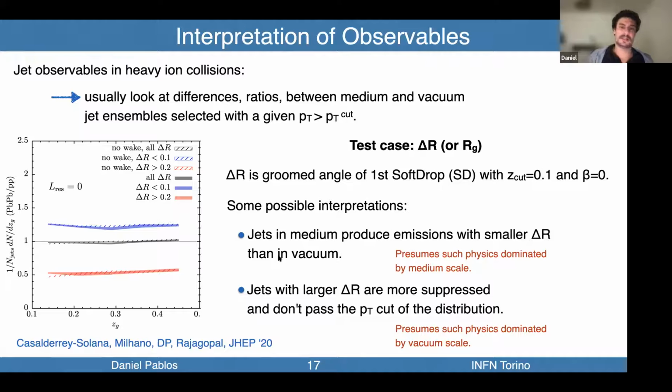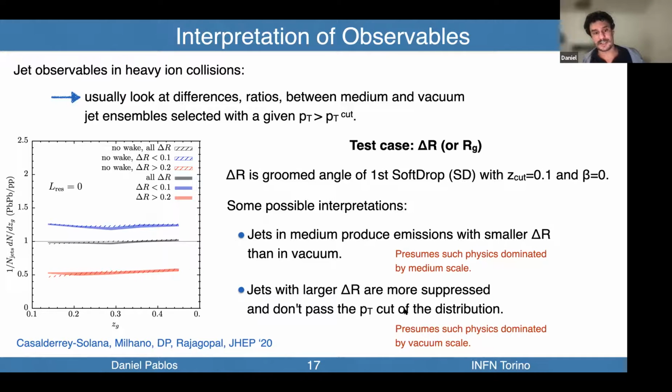Then this interpretation would presume that the physics is dominated by the medium scale. The medium is producing a smaller groomed radius, replacing the ones that would have happened in the vacuum.